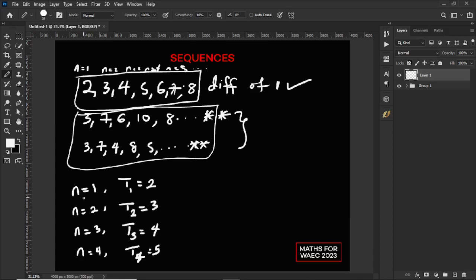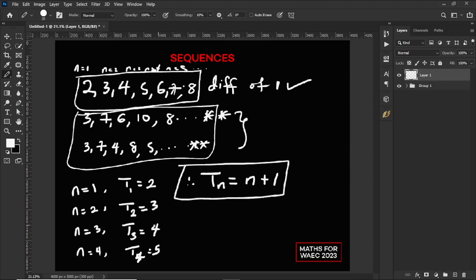You are having a difference of 1, yes. So in that case, I can say T of n is equal to n plus 1. Are you following now? Yes, sir. I just established the formula for this particular sequence.